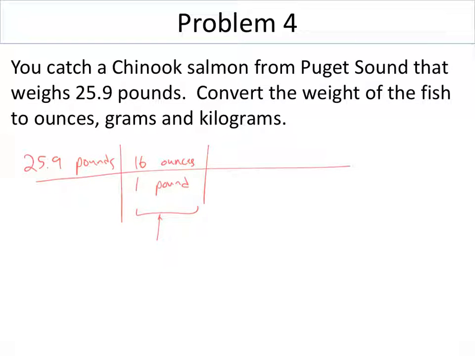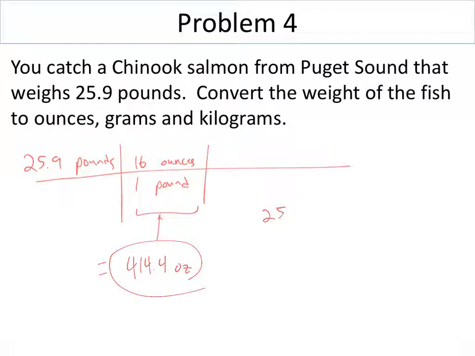First question says, convert the weight of the fish into ounces. So that means if I take 25.9 and I multiply by 16, I get 414.4 ounces. There's my first answer. Now I want to convert ounces into grams. I don't actually have any conversion directly for ounces to grams.